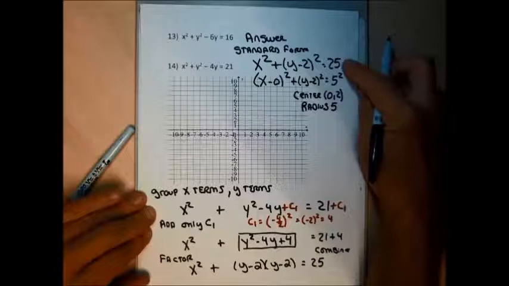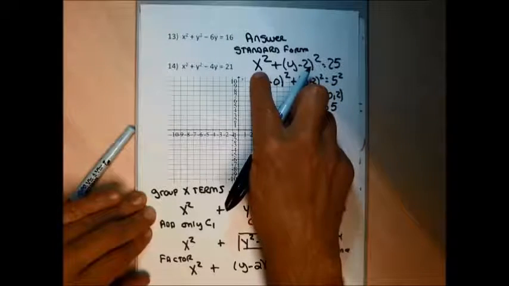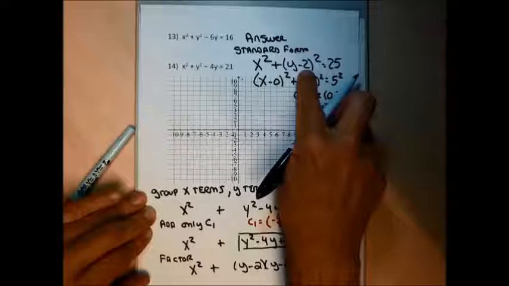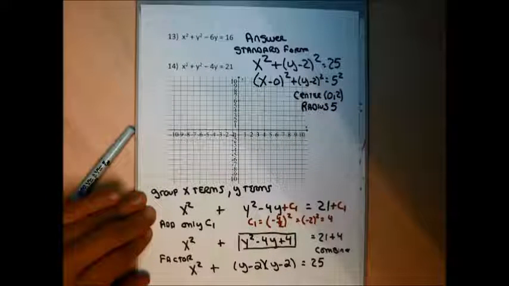In this one, because the number didn't have a square, I'd have to square root it to get the radius. And in this one, the x came by itself, so the x coordinate of the center is 0. The y, I changed the sign of the minus 2 to positive 2 to get the y coordinate of the center. So now I'm going to do the graph.